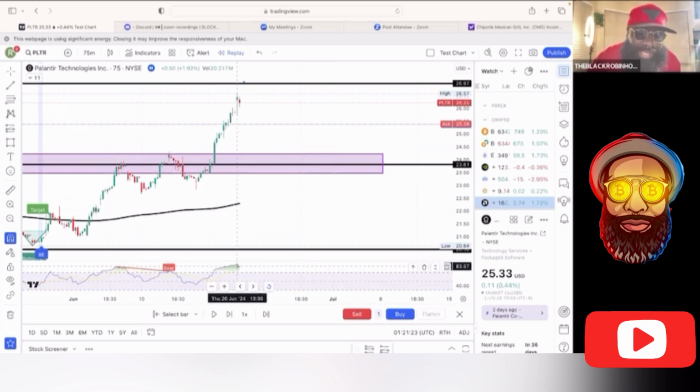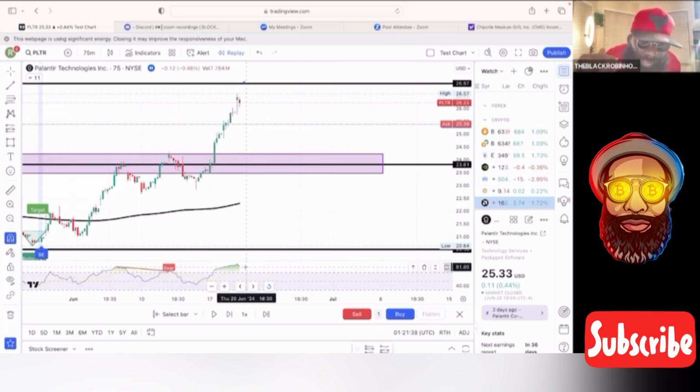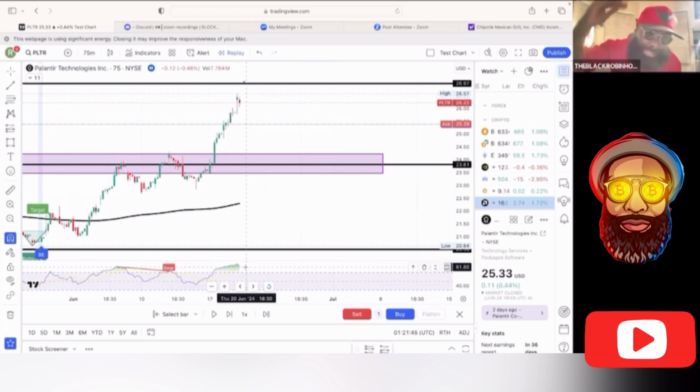RSI here. It is an indicator that basically guides you to see when the price of the market is either overbought or oversold. So the RSI ranges from 0 to 100. 0 is the floor, 100 is the top, right? It doesn't go below 0, it doesn't go above 100. So 0 is the lowest, 100 is the peak.